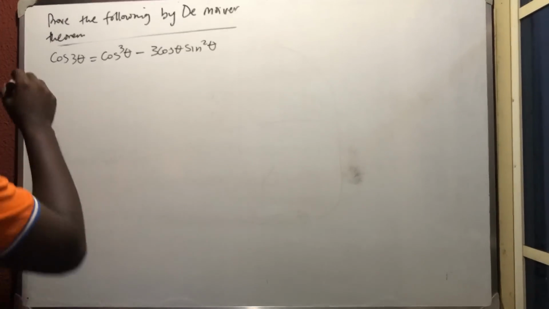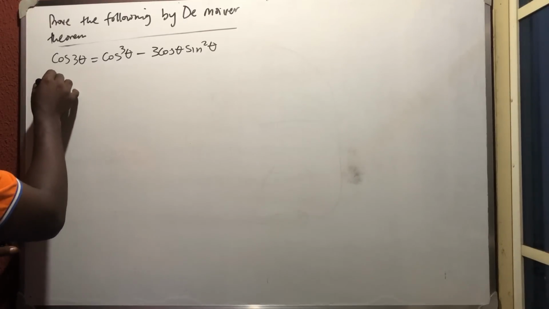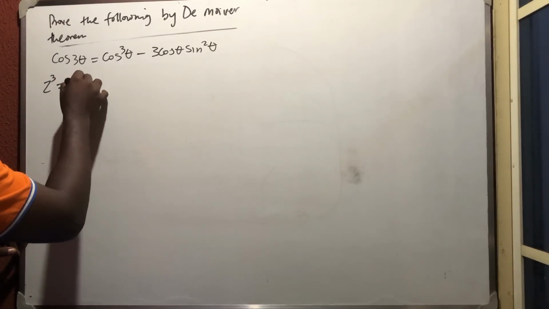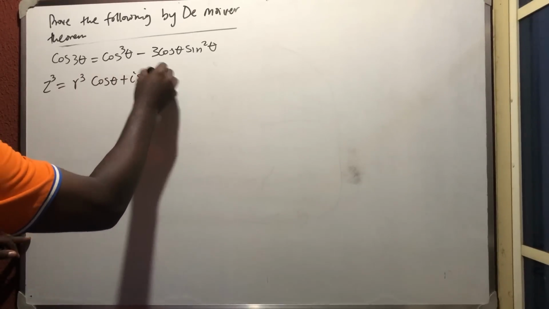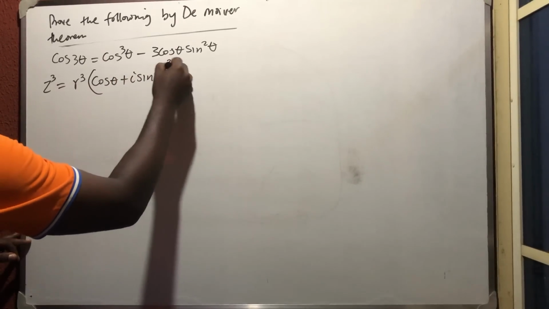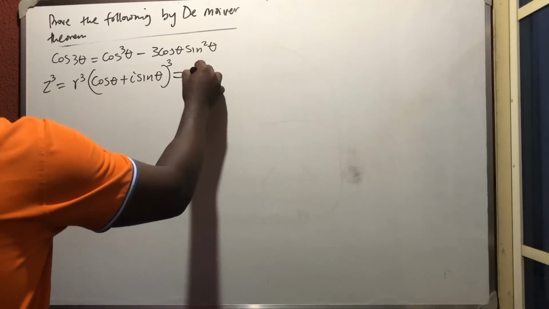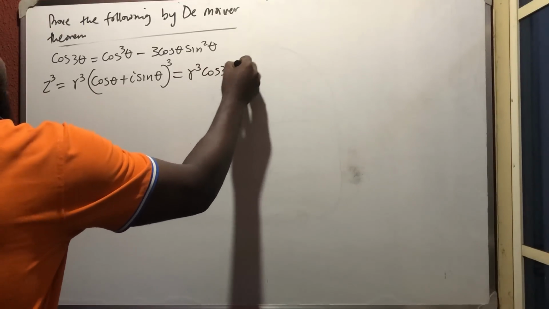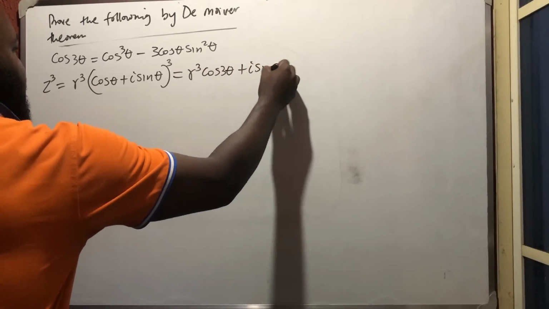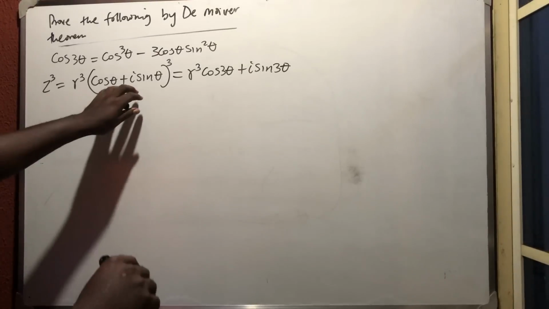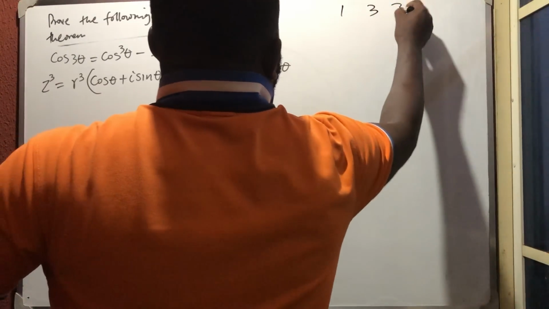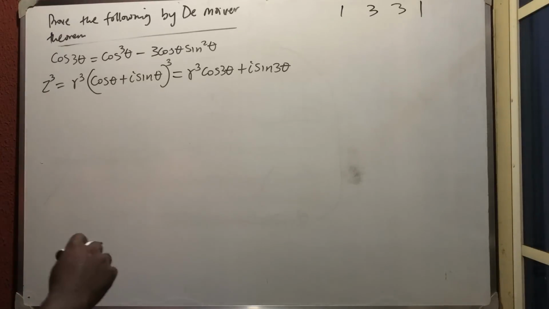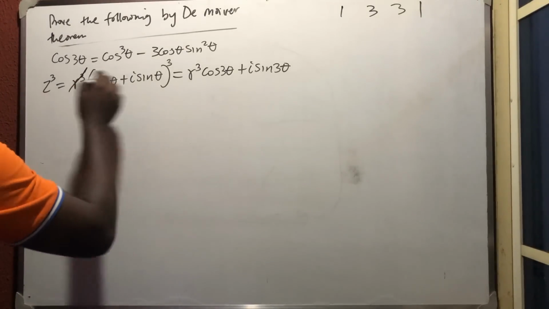By De Moivre, we know that Z raised to power 3 is equal to R raised to power 3 (cos theta plus i sine theta), then everybody raised to power 3, which is the same as R raised to power 3 (cos 3 theta plus i sine 3 theta). Okay, so let us expand this by Pascal's triangle, and for 3 it is 1 3 3 1. So go and watch my video on Pascal's triangle. So this has already cancelled this.